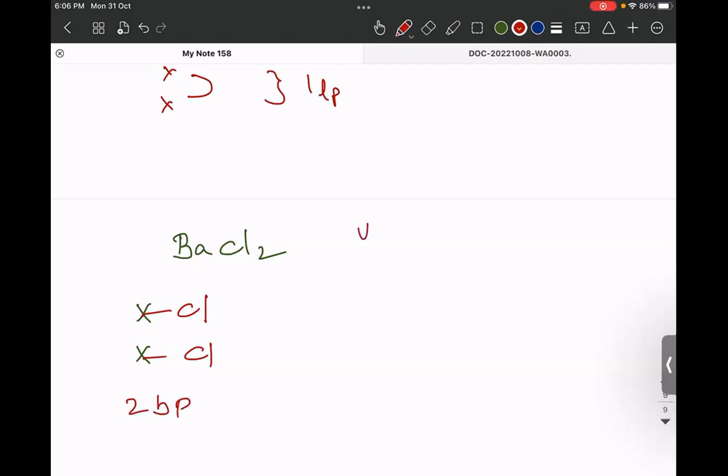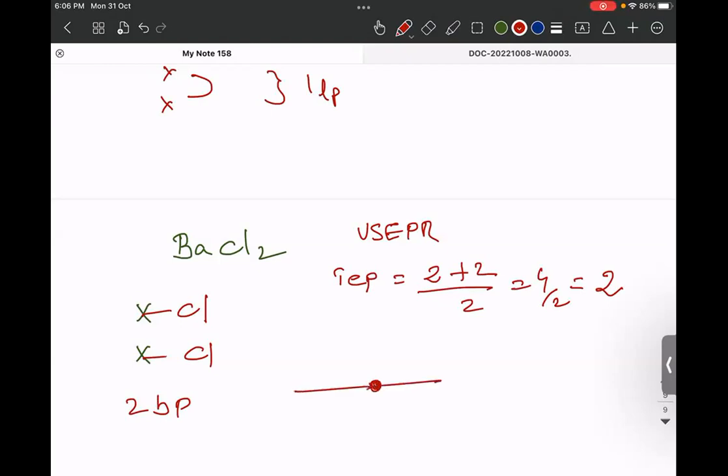Now as per VSEPR, total electron pairs around the central atom. So what is the valence electron of the central atom? 2, plus 2 chlorine atoms are attached. Two are monovalent. So 2 plus 2 divided by 2, so 4 by 2 gives 2, no? 2 means the central atom becomes like this, with 2 in the 2 corners. Then the bond angle becomes 180 degrees. So it becomes linear in shape.